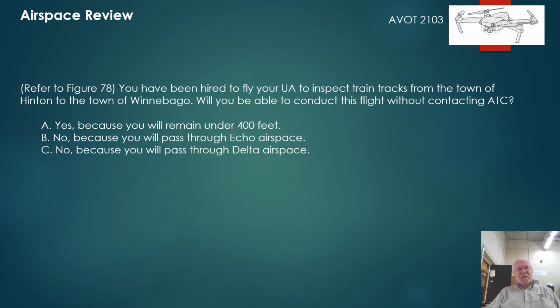So by now you should have had time to pause it and think this through, but if you didn't bother to do that, there's the answer. They're telling you that you'll have to pass through Delta Airspace. And if you'll notice, there's a big airport in between those 2 towns. So you're not going to be able to fly directly. You'd have to fly around or get permission.